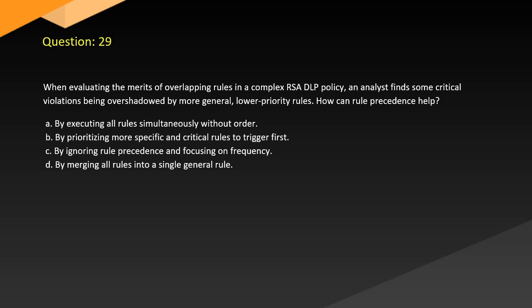Question 29. When evaluating the merits of overlapping rules in a compliance or DLP policy, an analyst finds some critical violations being overshadowed by more general, low-priority rules. How can rule precedence help? A. By executing all rules simultaneously without order. B. By prioritizing more specific and critical rules to trigger first. C. By ignoring rule precedence and focusing on frequency. D. By merging all rules into a single general rule.